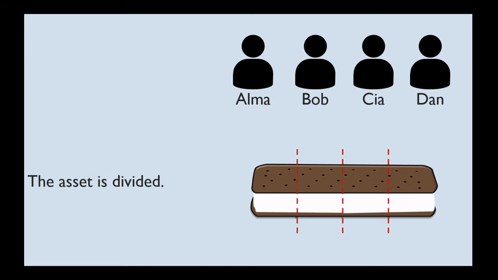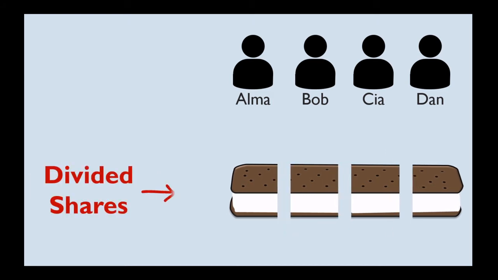So let's say the asset was divided. The individual divided shares are notated with S sub 1, S sub 2, S sub 3, S sub 4 for the different shares, right? And if there were more players, there'd be more shares and we would just continue with that notation, right?